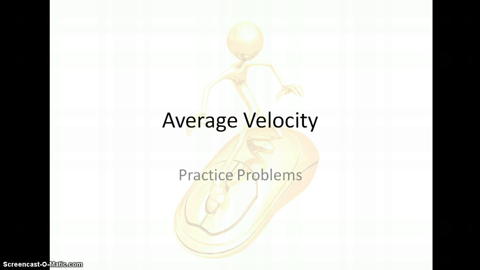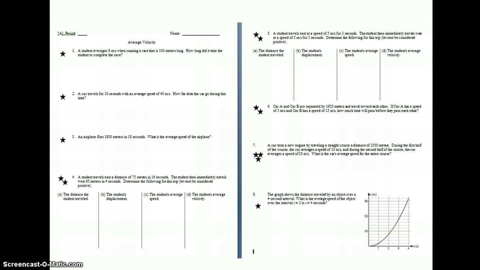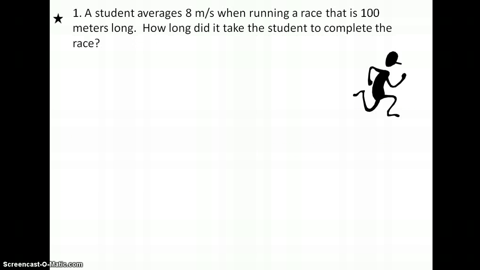We're going to walk you through some of the practice problems for average velocity. The worksheet we're working on right now looks like this. So, the first problem: a student averages 8 meters per second when running a race that is 100 meters long. How long did it take the student to complete the race?